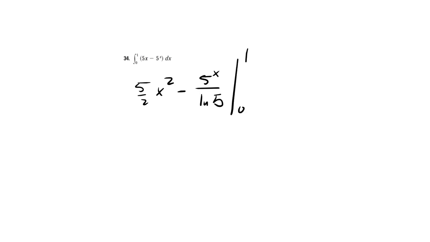I've got a 0 and a 1. We're going to evaluate that at. So when I plug in the 1, I just get 5 halves minus 5 over natural log of 5. I'm going to subtract off of that.